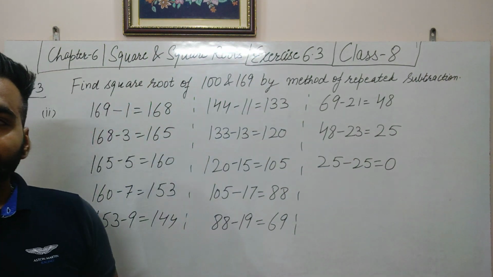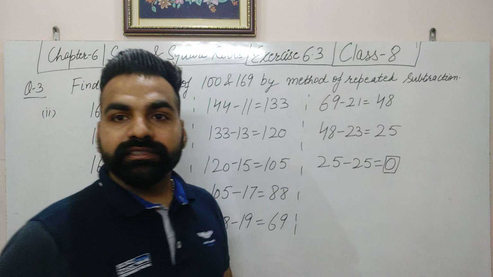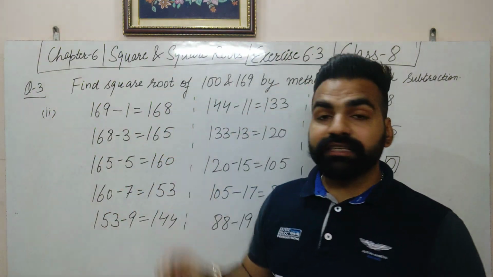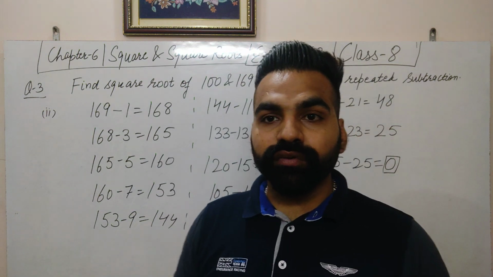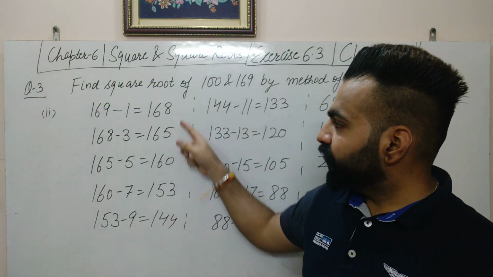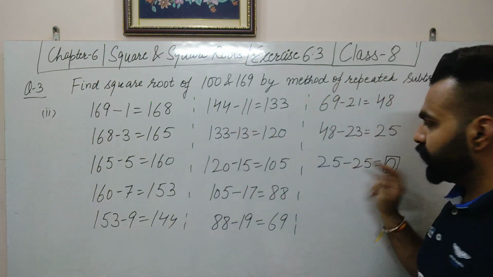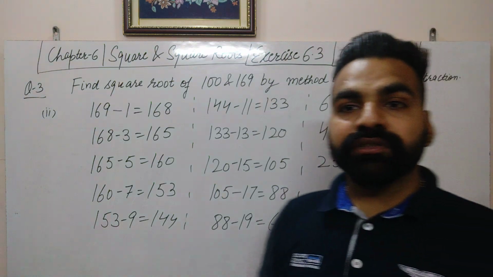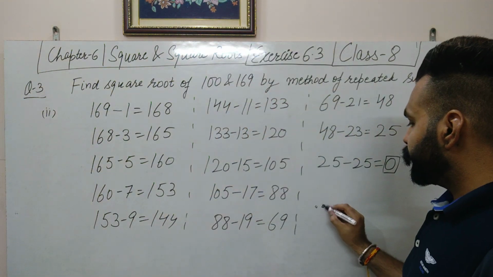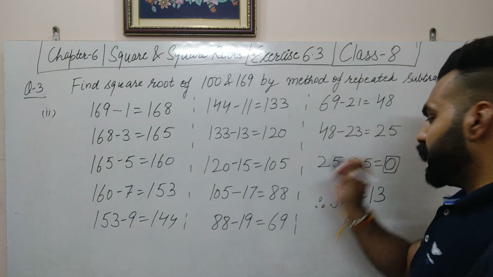So finally we find the answer 0. That means 169 is a perfect square, and we can calculate the square root of 169. So we will count the number of steps here. Count the number of steps: 1, 2, 3, 4, 5, 6, 7, 8, 9, 10, 11, 12, 13. So in 13 steps, we finally found the answer 0. So therefore, root 169 is equal to 13.